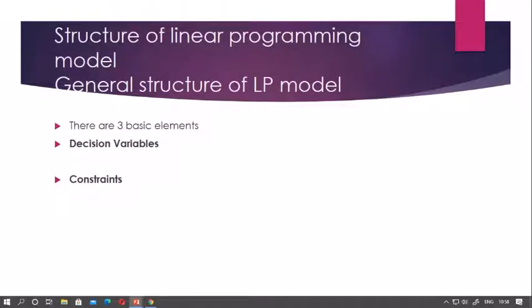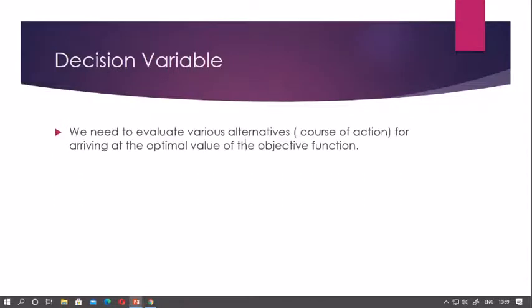So now let's move on to the structure of a linear programming model. The general structure of an LP model has basically three elements. Now what are those three elements? The first element is the decision variables, second the objective function, and third the constraints. Now, let's have a look at the decision variables.